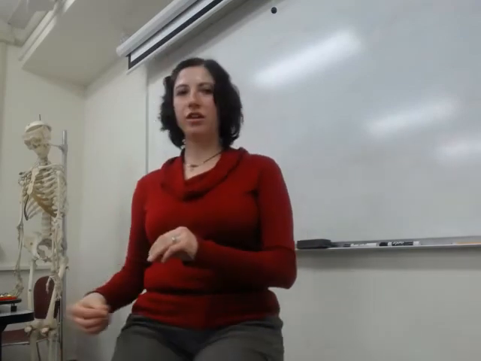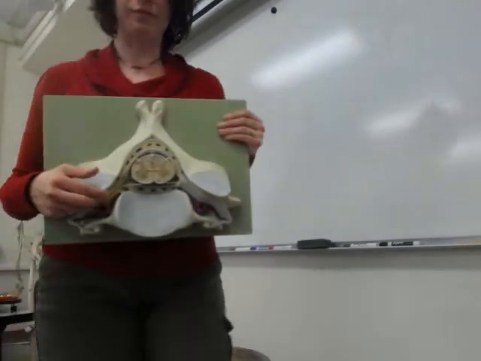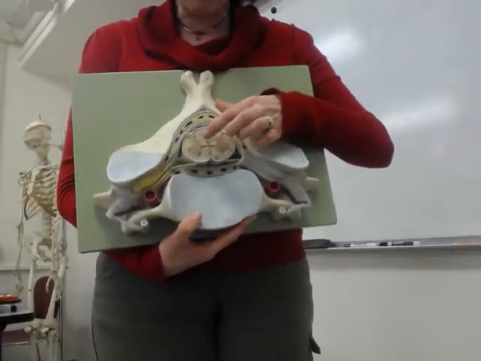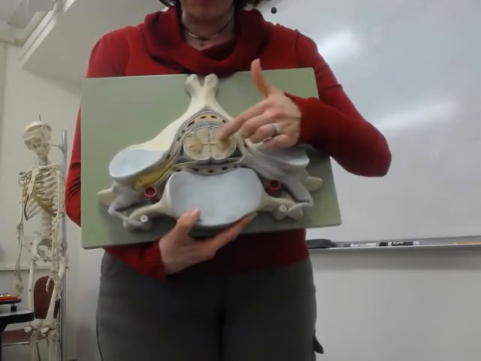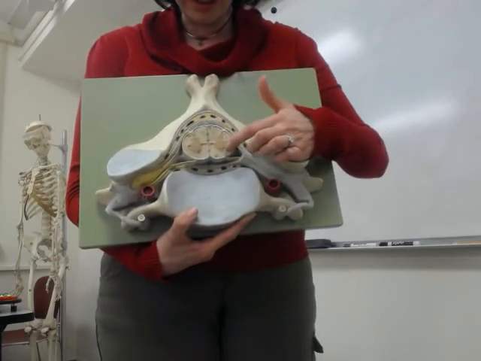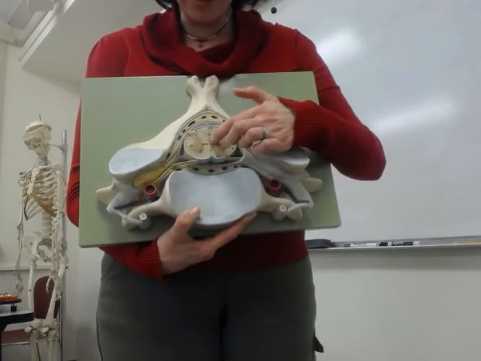And I'll review the spinal cord one more time. So we have our spinal cord with our white matter and our gray matter, H-shaped or butterfly shaped, with its posterior horns and its anterior horns. In the center is the central canal.